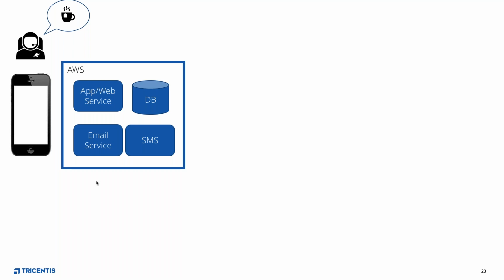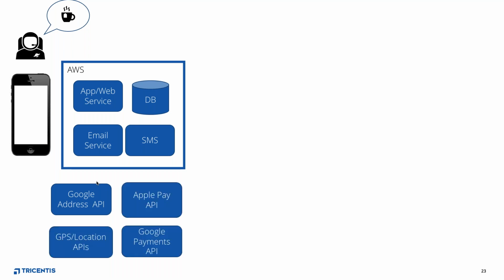I might send an email, so I might be using Amazon's email service. I might be using SMS to send you a text saying, hey, I got your order. And I'm going to be using some sort of database in the cloud. And then I might be using other third-party services like maybe the Google Address API. Maybe I want to see where you are, and I want to be able to look up where local stores are. So this could be like a Starbucks or any kind of ordering thing. This is not Starbucks, but it's a similar kind of setup.